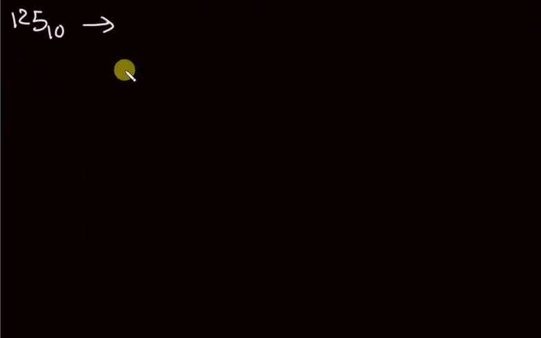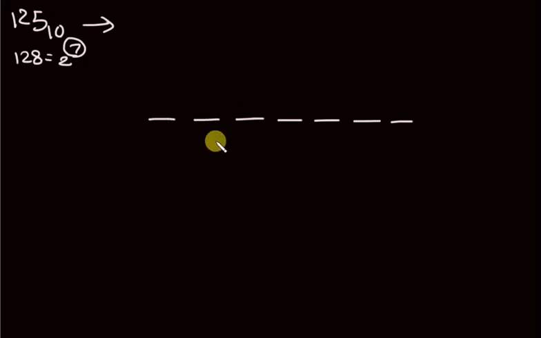So from here we got 128 is equal to 2 to the power of 7. That means we need 7 places: 1, 2, 3, 4, 5, 6, 7. So these are the 7 places, and these are 2 to the power of 0, 2 to the power of 1, 2 to the power of 2, 2 to the power of 3, 2 to the power of 4, 2 to the power of 5, 2 to the power of 6. This is the value of each of these places.